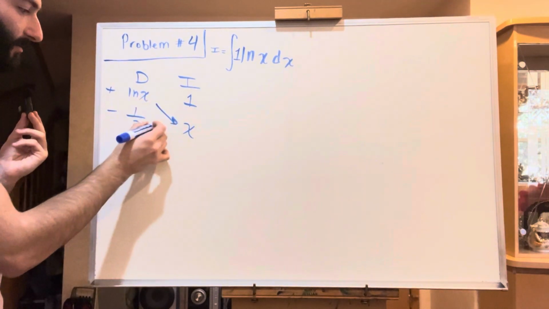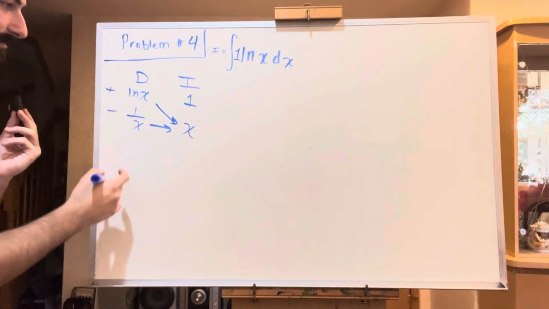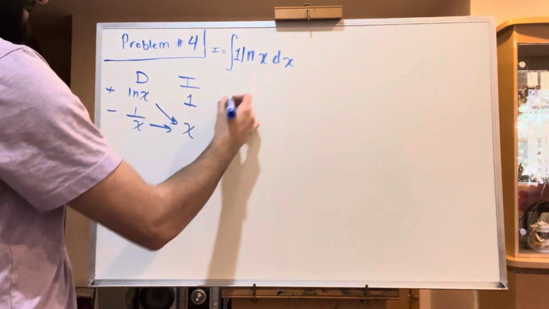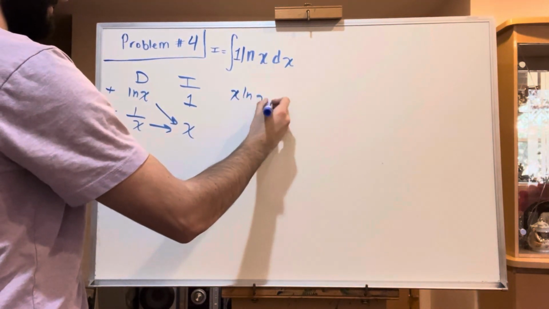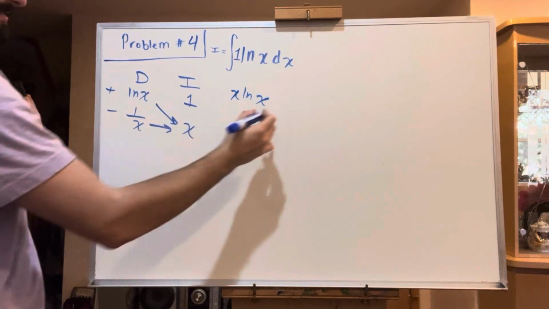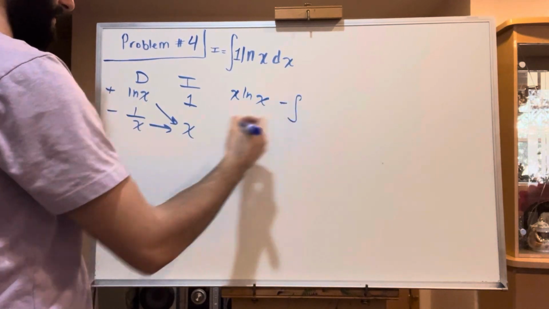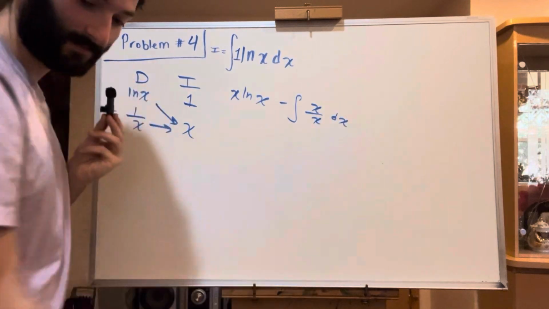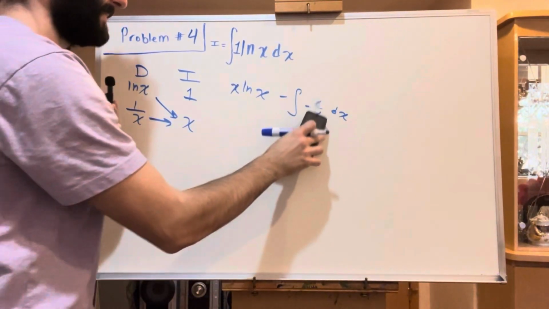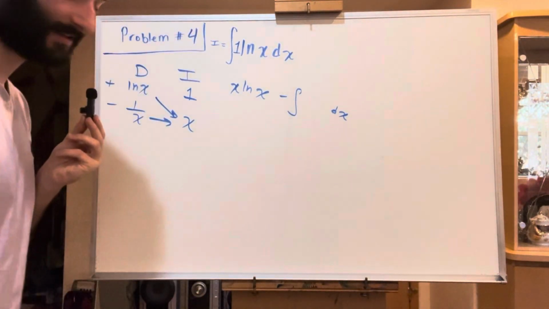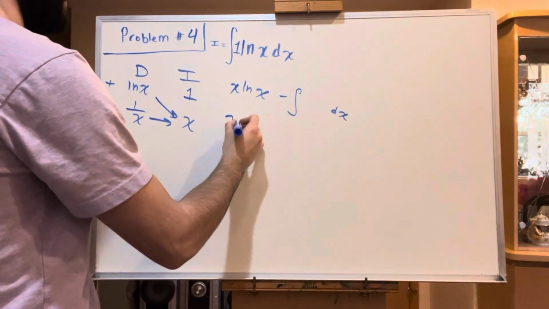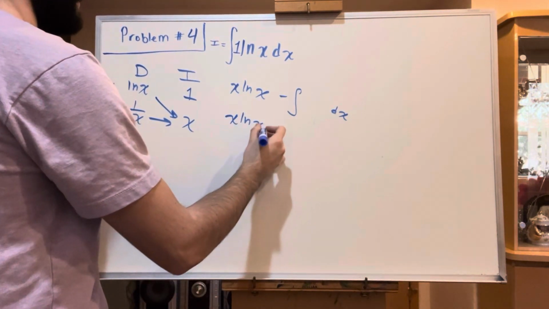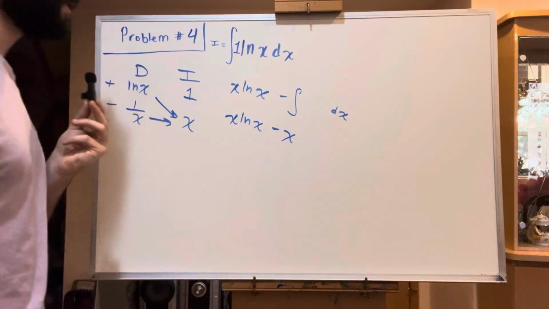We can multiply these two, and we get x ln of x minus the integral of x over x dx. And would you look at that? The integral of dx is x, and we get a final solution of x ln of x minus x.